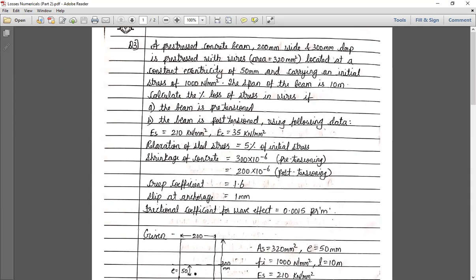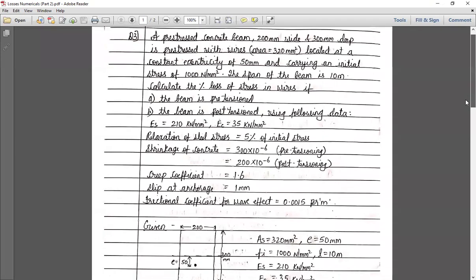post-tensioned. ठीक है, so now you have to remember pre-tensioned and post-tensioned में which of the losses are included and which are not included. Okay, so this is one of the typical problem using the following data. ES is given, EC is given, relaxation is given 5%, shrinkage of concrete pre-tension के लिए अलग है and post tension के लिए it is different. Creep coefficient is given, slip is given, and K. What is this? Frictional coefficient for wave effect. We have seen in the theory lecture. This is nothing but your value of K.